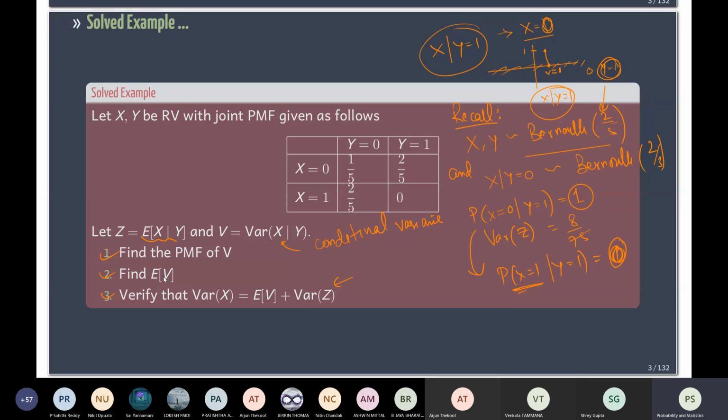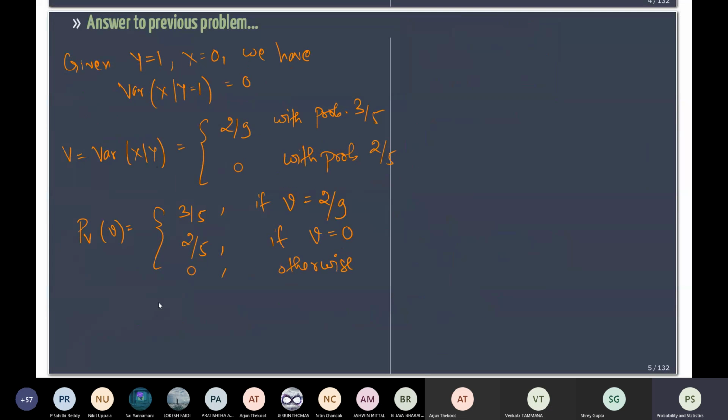Now we are supposed to find the expectation of V. So this is just one line, so I can write it here. The expectation of V is the values of V times the probability taken by that, right? So this is like 2 by 9 times 3 by 5, plus 0 times 2 by 5, plus 0 times otherwise, so that is 0 anyway.